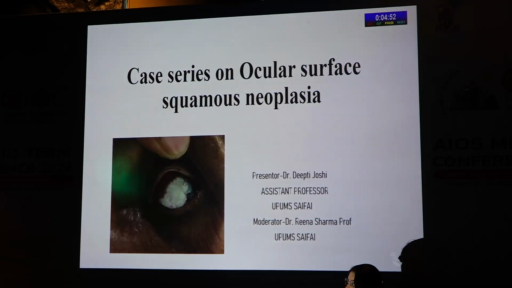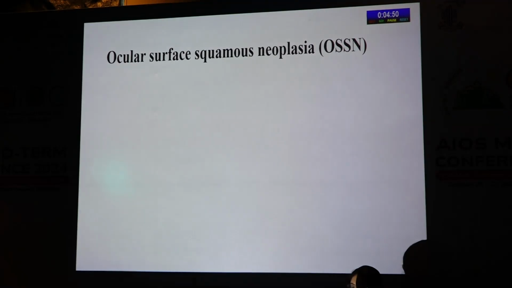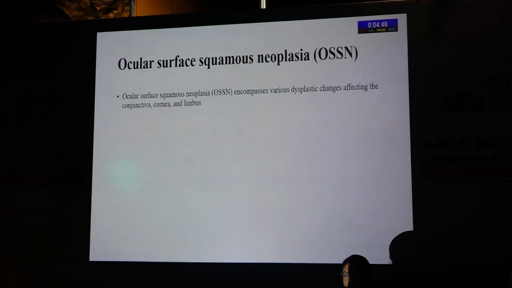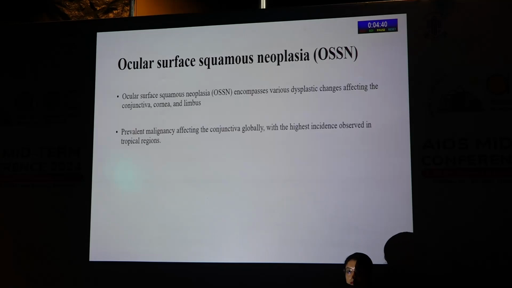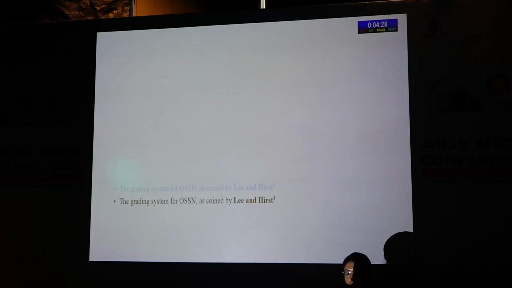Ocular surface squamous neoplasia (OSSN). Ocular surface squamous neoplasia encompasses various dysplastic changes affecting the conjunctiva, cornea and the limbus. It is a prevalent malignancy affecting the conjunctiva globally, with the highest incidence observed in the tropical regions. It was first documented by von Graefe in 1860.